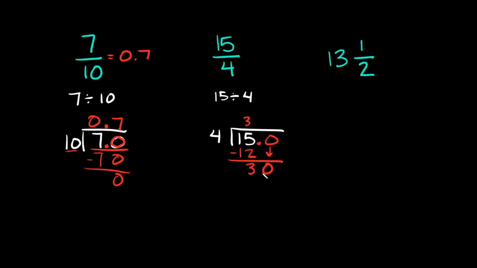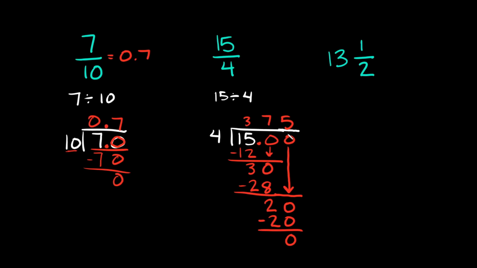Okay, now 4 goes into 30 7 times. And then 7 times 4 is equal to 28. And then you subtract, and you get 2. Okay, and again, I don't have another number here, so I'll put another 0 and bring that one straight down to right there. And I'll extend this a little bit. Okay, now 4 goes into 20 how many times? 5 times. And then 5 times 4 is 20. And then you subtract 20 minus 20, and you have a 0 remainder.